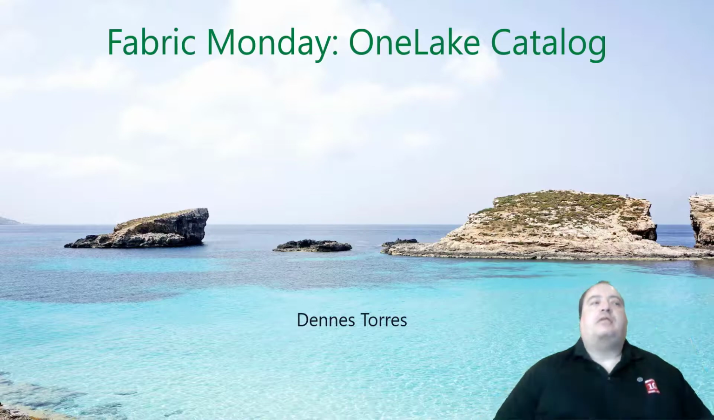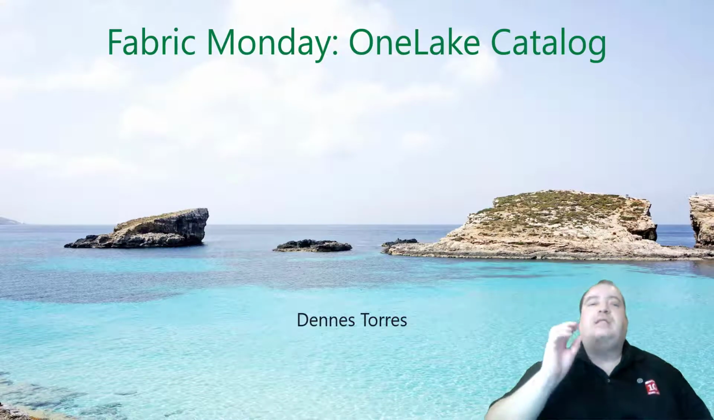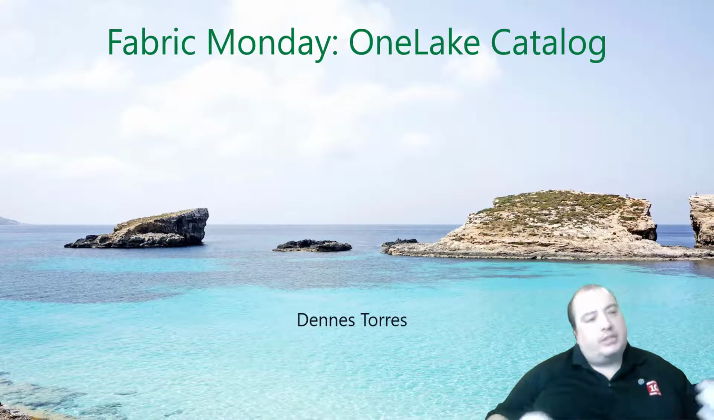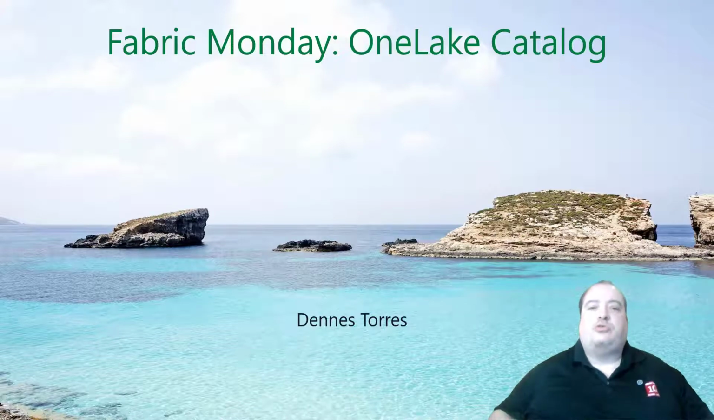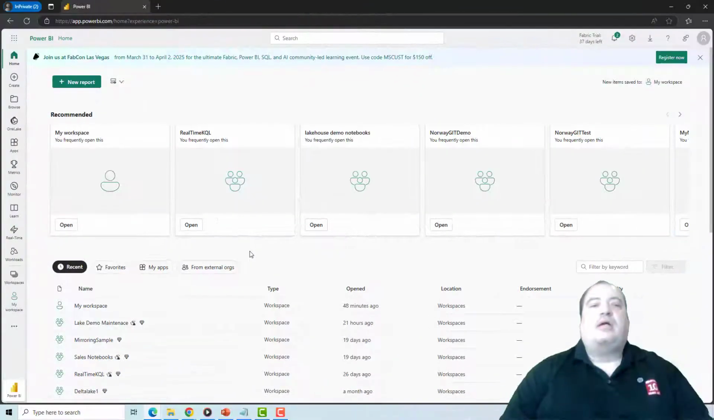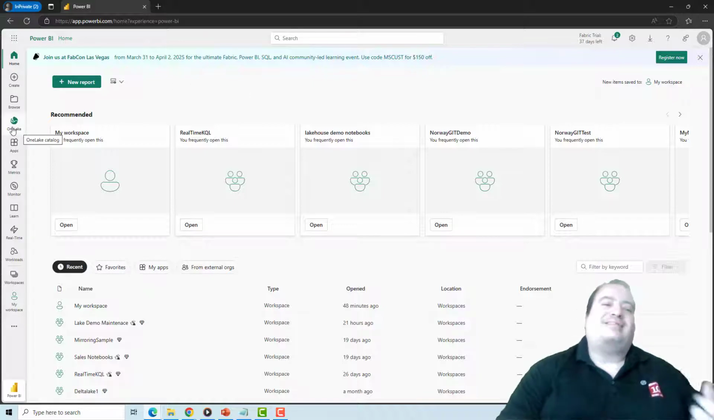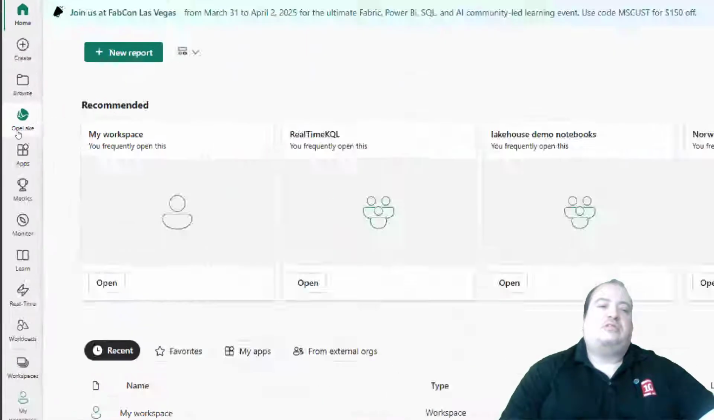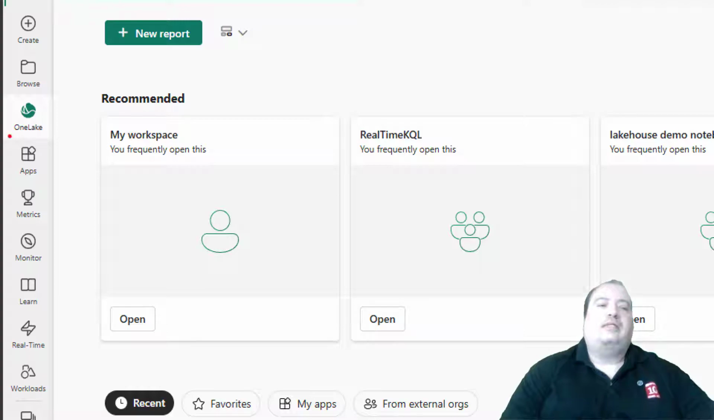Welcome to Fabric Monday. Today we'll talk about the OneLake catalog. It's an easy feature, an easy tool, visible in the UI, but let's see the tweaks in the OneLake catalog. Here I have my Power BI environment. The OneLake catalog can be accessed using this icon, OneLake. Here is the OneLake catalog.